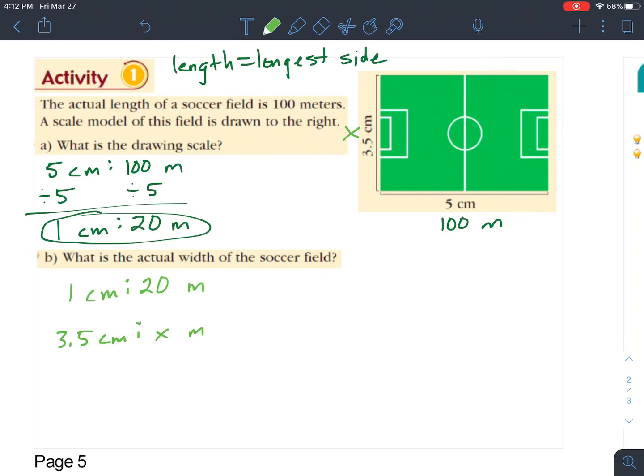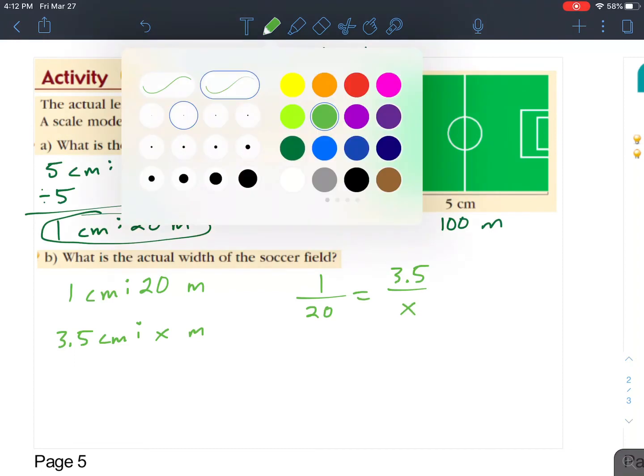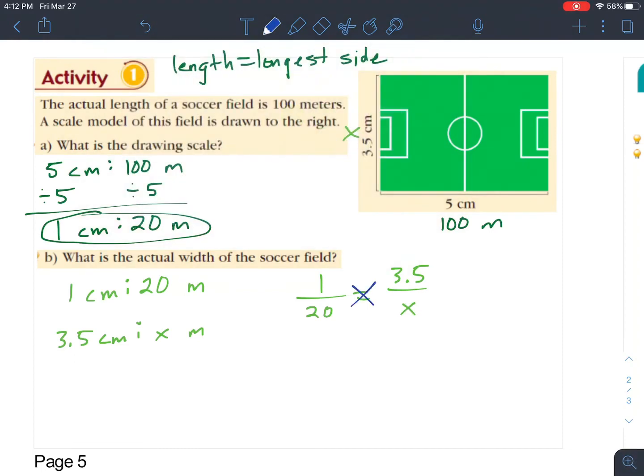Now we can set up a proportion, so 1 over 20 is equal to 3.5 over x. We will cross multiply. X equals 20 times 3.5. And that tells us then that x is going to be 70 meters.